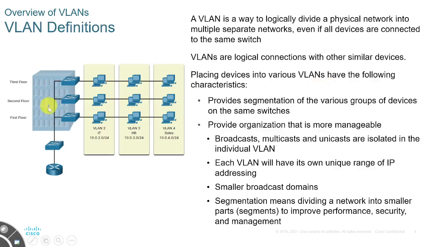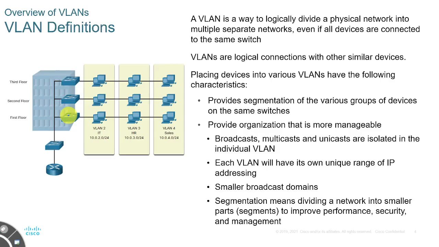For example, this is a building: first floor, second floor, third floor. And as you see here, all the PCs on the third floor are connected to one switch. All PCs on the second floor are connected to the second switch on floor 2. All the PCs which are located on the first floor are connected to the switch which is located on the first floor.